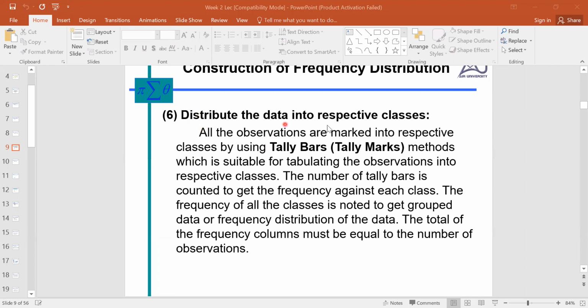And at the last step, you distribute the data into respective classes by tally bars and count the tally bars, and you get the number of frequencies of each class. So this is all about how we can construct the frequency distribution, or how we can make grouped data from the ungrouped data set.